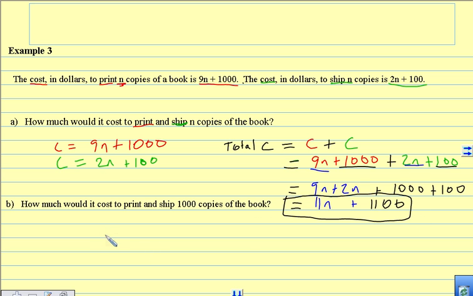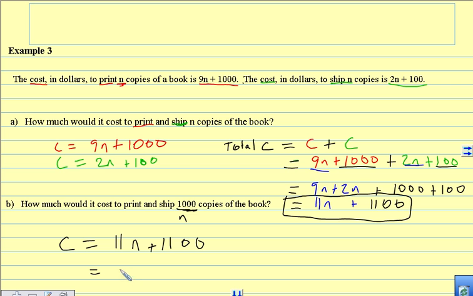Alright. Now B asks, how much would it cost to print and ship 1,000 copies of the book? Well, this is for n copies, so if we want to print 1,000 copies, we're just going to substitute n with 1,000. So the total cost, C, equals 11n plus 1,100. Now instead of n, we're going to replace it with 1,000.